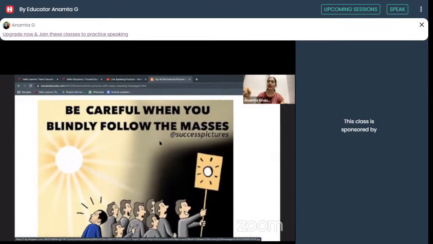The title of this picture is, be careful when you blindly follow the masses. What is the meaning of masses? Majority, masses. And like Amit said, this is happening in our country, right? We are following our leaders who are directing, some leaders, I'm not saying all the leaders, some of them are directing us in the wrong direction. So we should be careful.